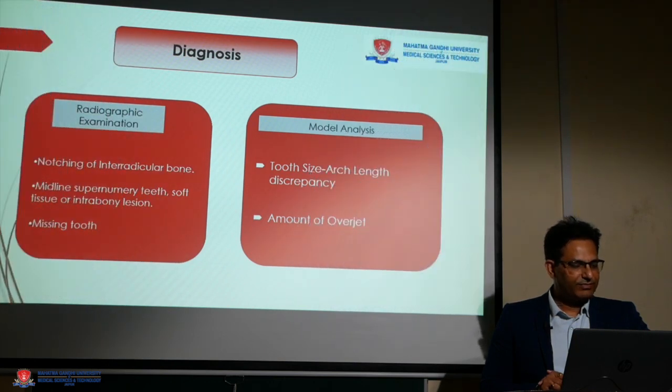Supplemental radiographs are done to examine notching of the interradicular bone, presence of any midline supernumerary teeth, soft tissue, or intrabony lesions. Missing teeth are also examined in radiographic examination. Model analysis is done to check the tooth size, arch length discrepancy, and the amount of overjet present in the case.